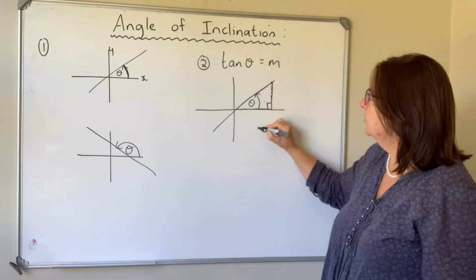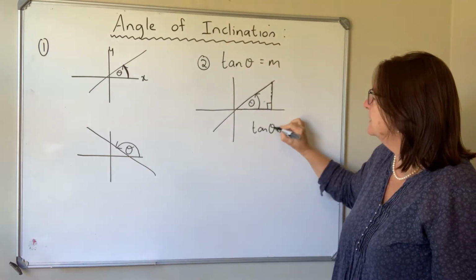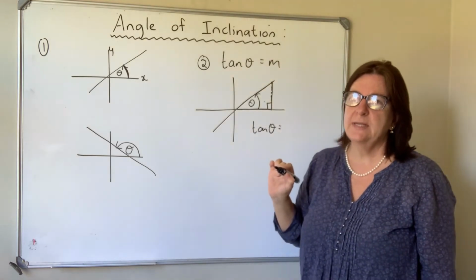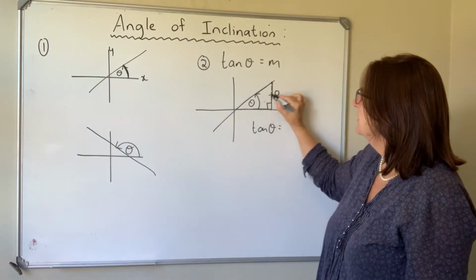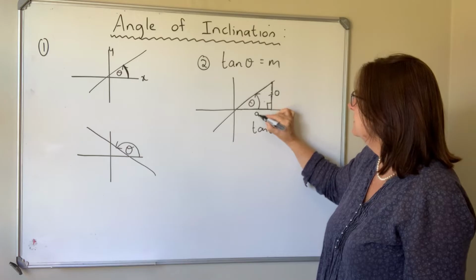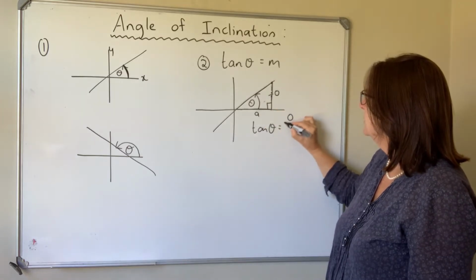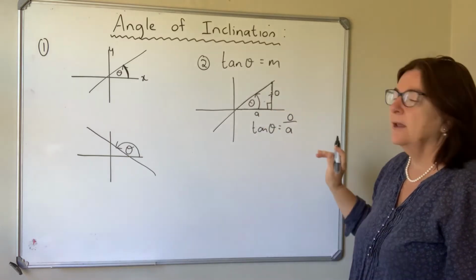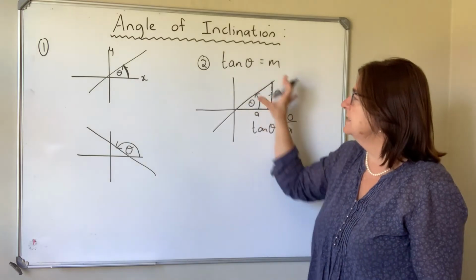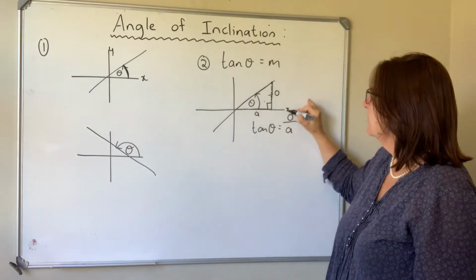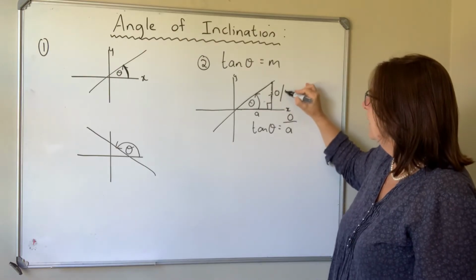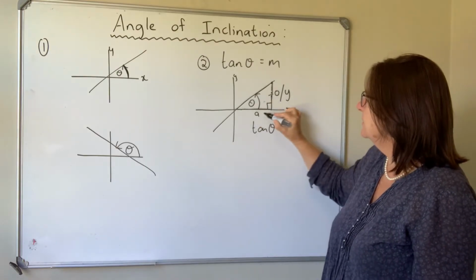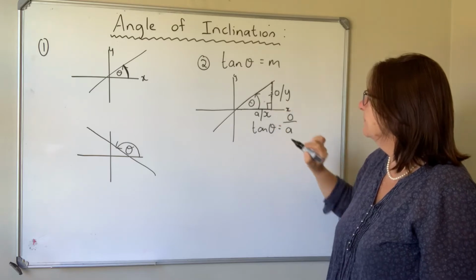Now, if I work out the tan of theta, remember from trig, tan is always opposite over adjacent. So that's going to be your opposite. This is going to be your adjacent. And tan of theta is always opposite over adjacent. Now, if we look at it in terms of the Cartesian plane, remember this measurement here can also be your y, and this measurement here can also be your x.